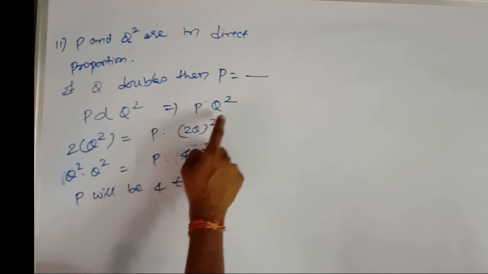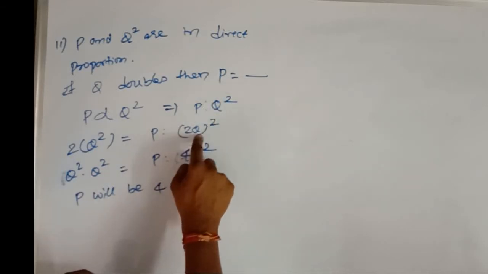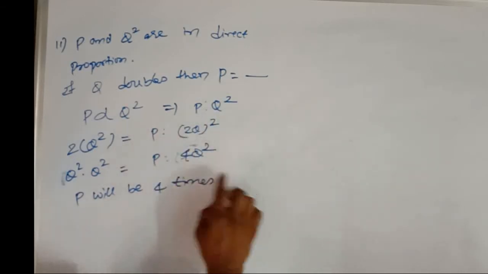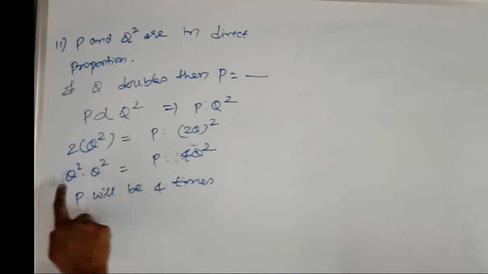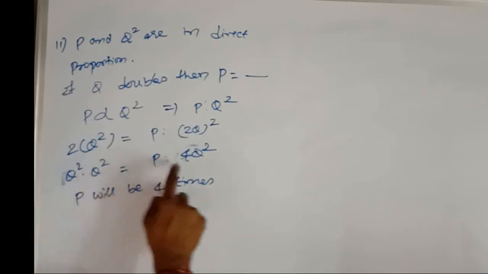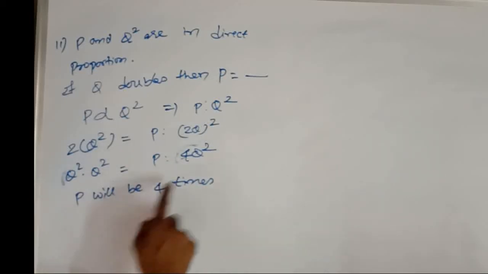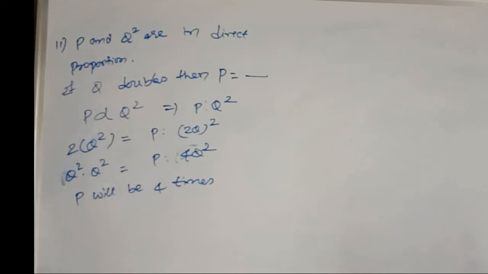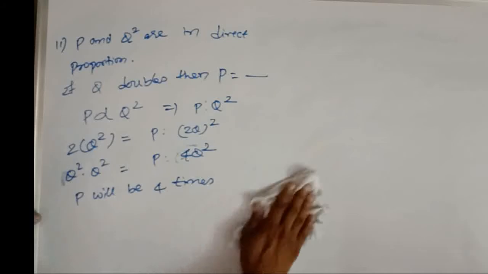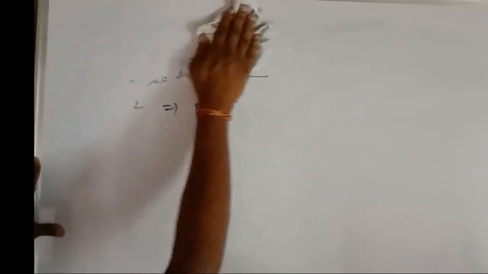That is, Q value I am taking directly here. This Q is equal to 2Q, the whole square, that is 4Q square. That is, Q square becomes 4Q square. Then P will become 4 times Q. That is the question. The next is an important question, that is the 12th question.